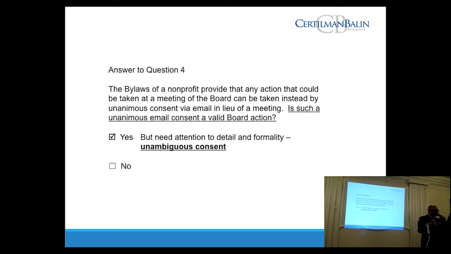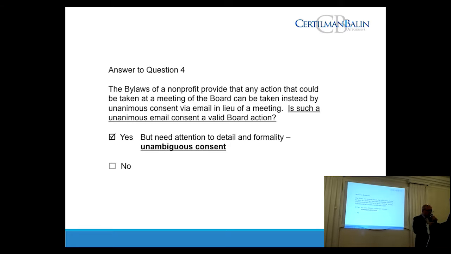Okay, question 4. This asks whether if there's a provision in the bylaws that says that a board can act by email via unanimous consent of all the board members, would that work? And the answer is absolutely yes. In 2014, the not-for-profit corporation law was updated to allow for use of email, including email consent.